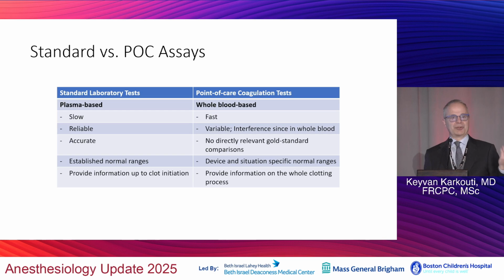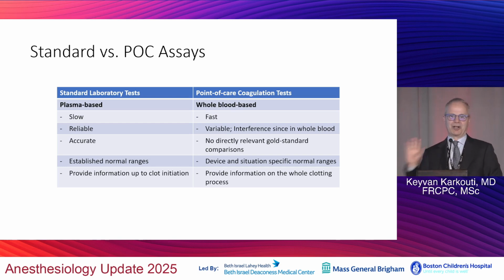Standard assays are more reliable because they're done in plasma, they're standardized. There are good gold standards to know if your lab is functioning, giving you accurate results. So if I get an INR from the lab, I know at 2.2 what it means, how much Coumadin the patient should get, and so on. Whereas with point-of-care, they're more variable. There is no definitive gold standard to compare them to, and there's interference in them because they're in whole blood and they're not in plasma. So you've got to keep that in mind when you're interpreting point-of-care assays. The numbers don't mean the same thing as they do in standard lab assays.